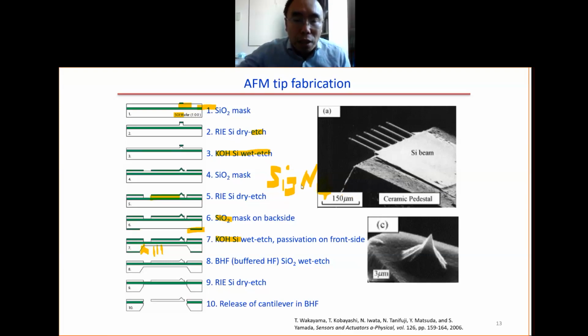Silicon nitride is a much better etching mask for the KOH. Then you use BHF to remove the oxide. Then dry etch away this residual silicon layer. Then remove this green color oxide. You have these freestanding AFM tips. This is the etching method.